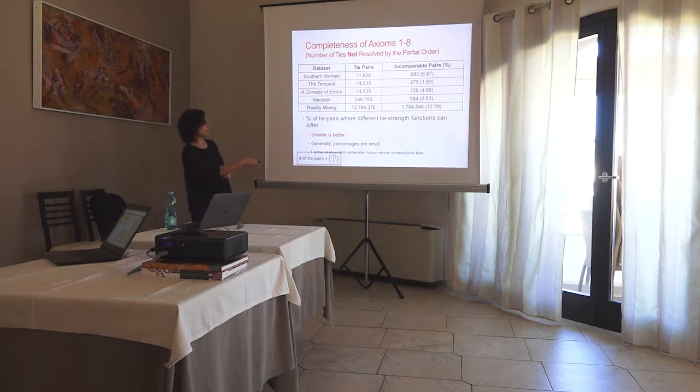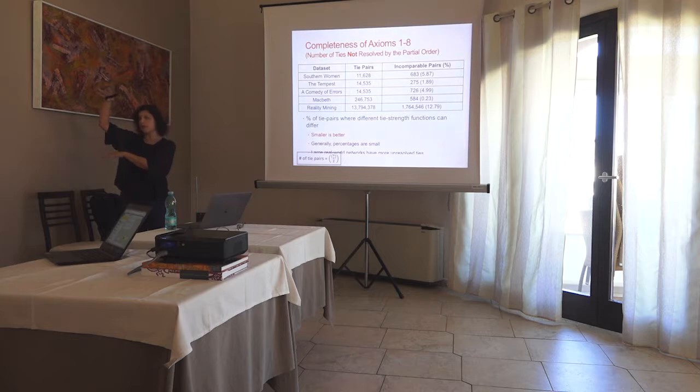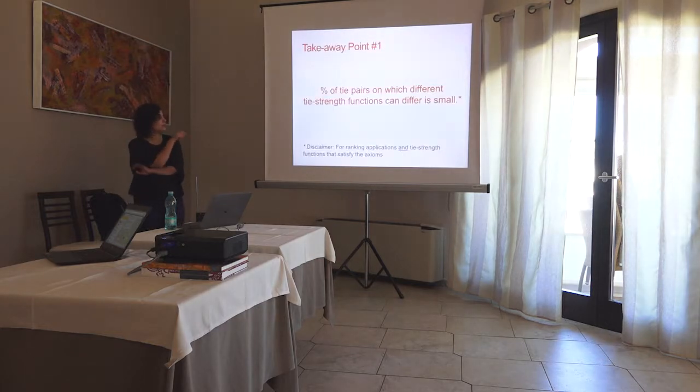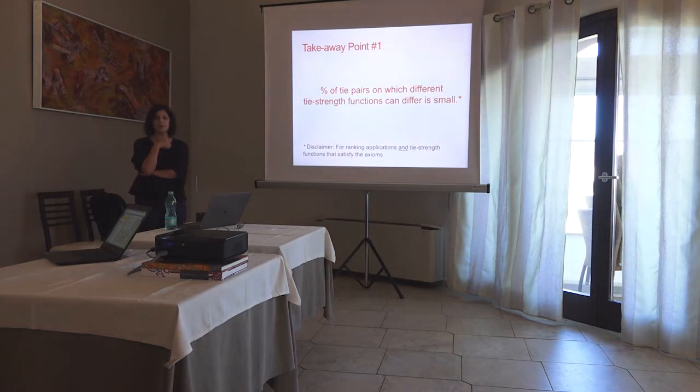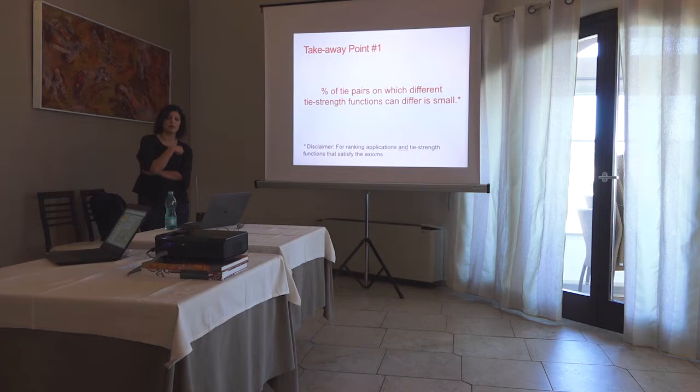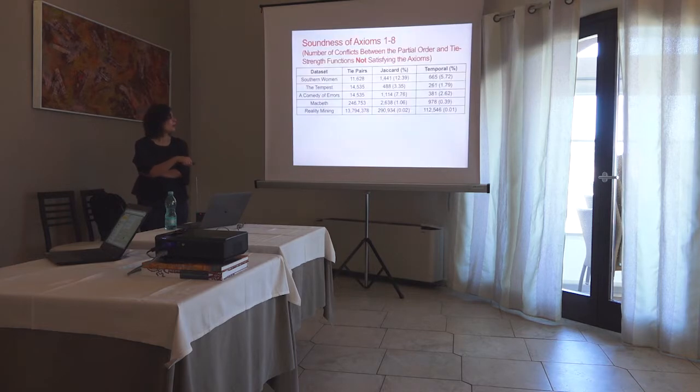So this is the thing here. What I want is I want this number to be small, and we see that the numbers are relatively small, the percentages are relatively small. So with the axioms, you give me a bipartite graph, I run it through the axioms, it comes up with a partial order, the amount of partial order that there is small, which makes me happy. I don't have that much uncertainty there. So that's the first takeaway point, which is the number of tie pairs in which the different tie strength functions differ is small.